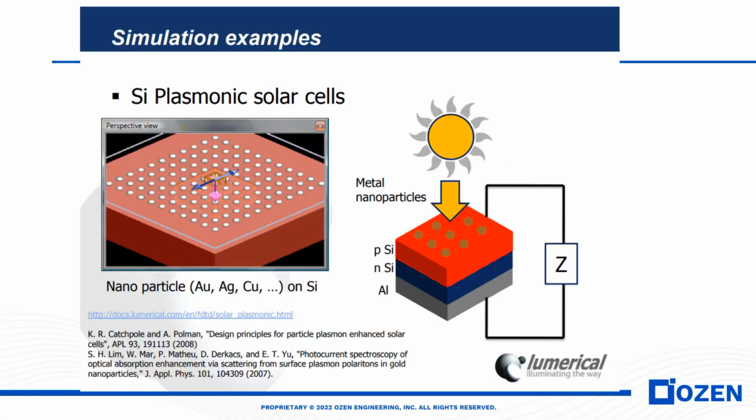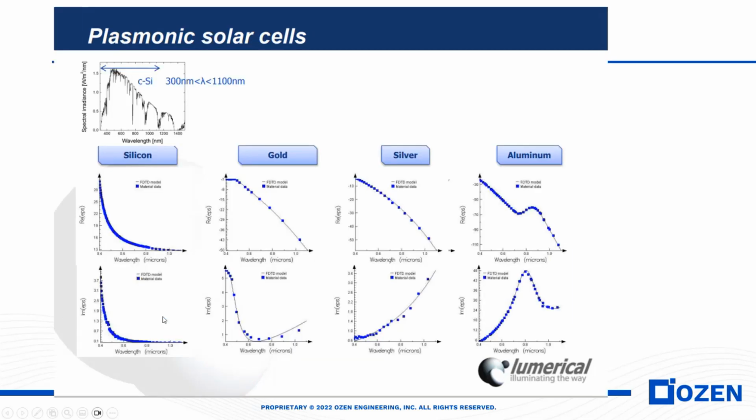So also you can use a plasmonic solar cell. For instance, we have a periodic structure, and we have some nanoparticles in our solar cell. So you can go to this knowledge base article for more information.